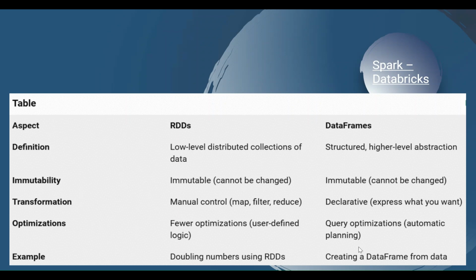Okay, optimization: RDD has fewer optimizations, with user-defined logic, meaning whatever logic we write, we can optimize based on that. But the DataFrame has query optimization and automatic planning. It is written on top of RDD, and apart from RDD's functionality, the DataFrame has more functionality and is more optimized. As an example, we have given doubling numbers using RDD, but we will look into more detail in some of our upcoming videos.